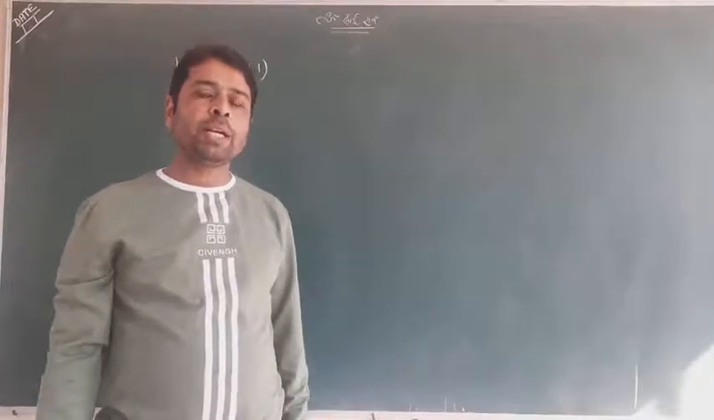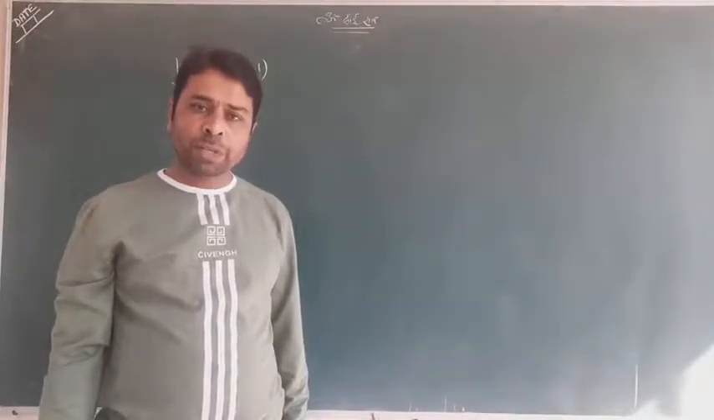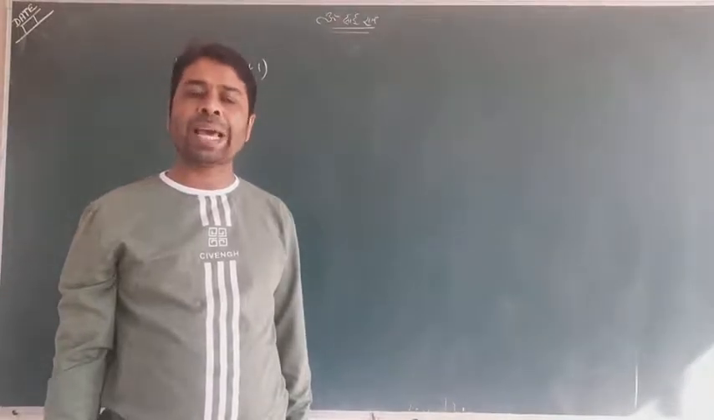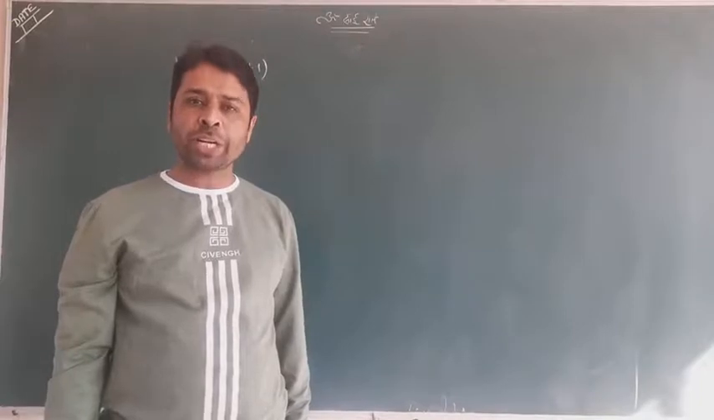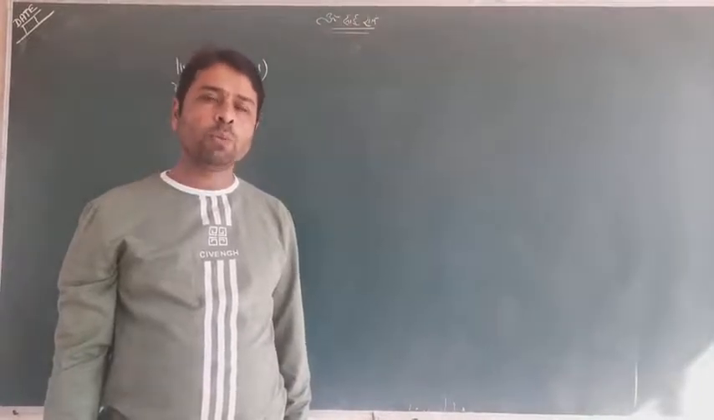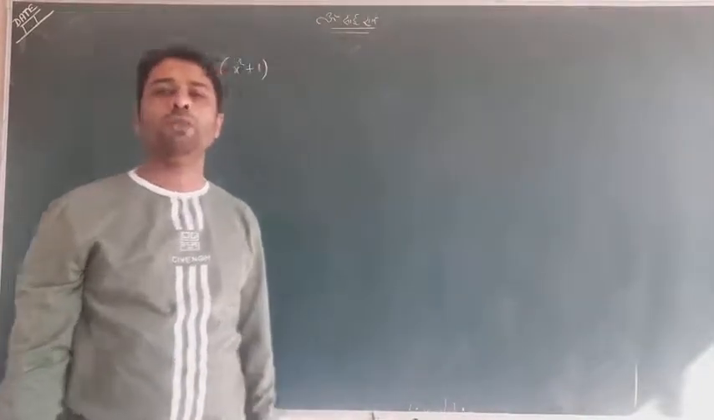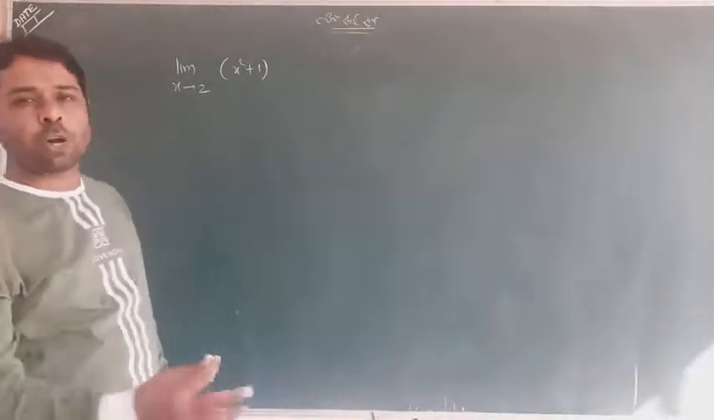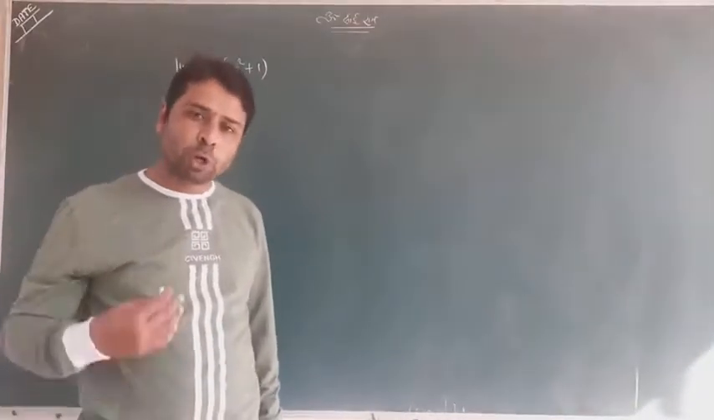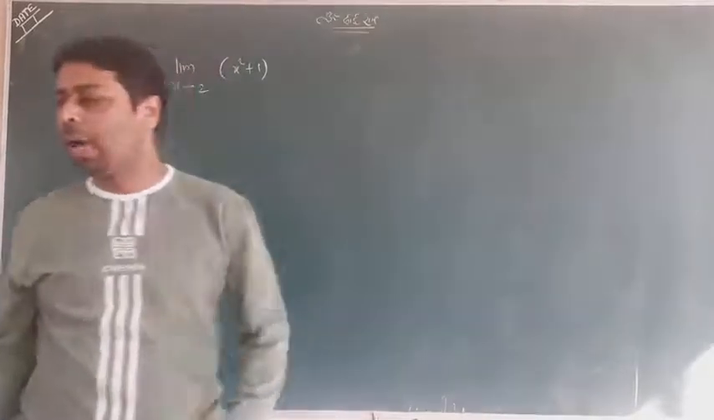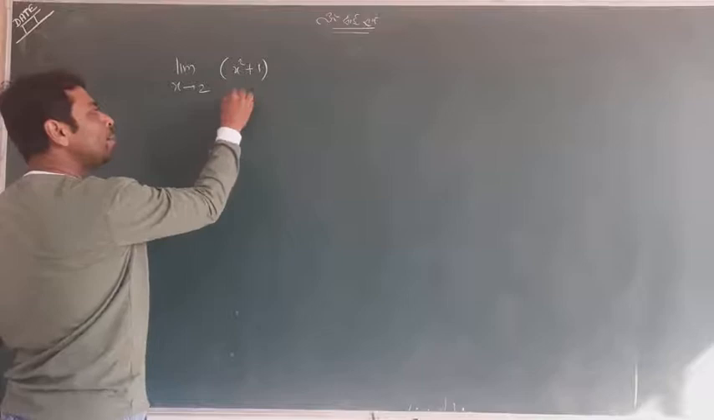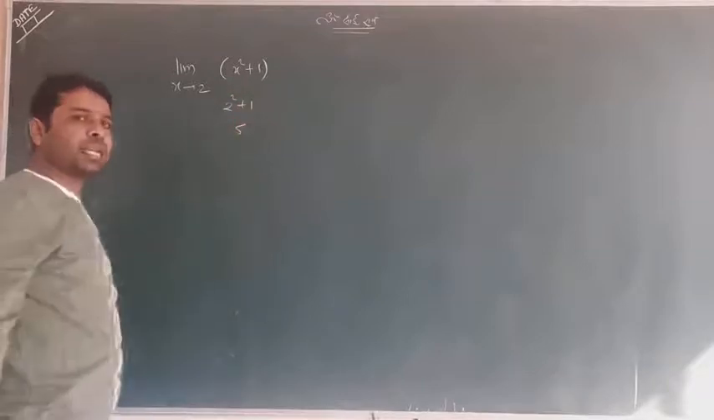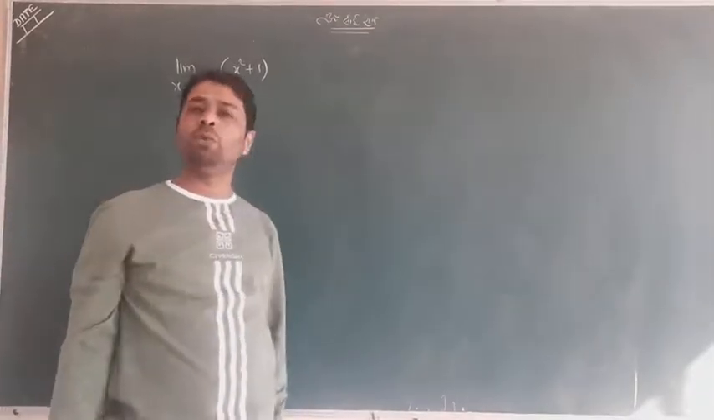But the right hand limit and left hand limit are found only whenever you are told to find the existence of the limit. But when this word is not stated anywhere and you are only told to find the value of the limit, you don't use the right hand limit and the left hand limit. You put the value directly. How is it so? If you put x tends to 2 here, it is 2 square plus 1. That's 5. This is the answer. You need not find the right hand limit, you need not find the left hand limit. So this is the thing.